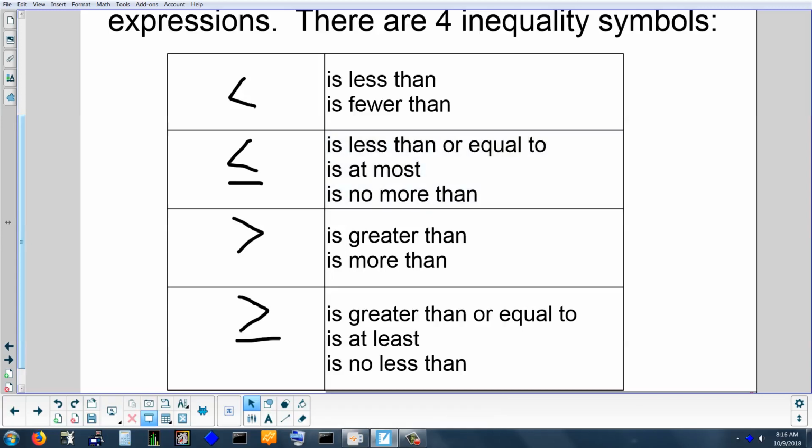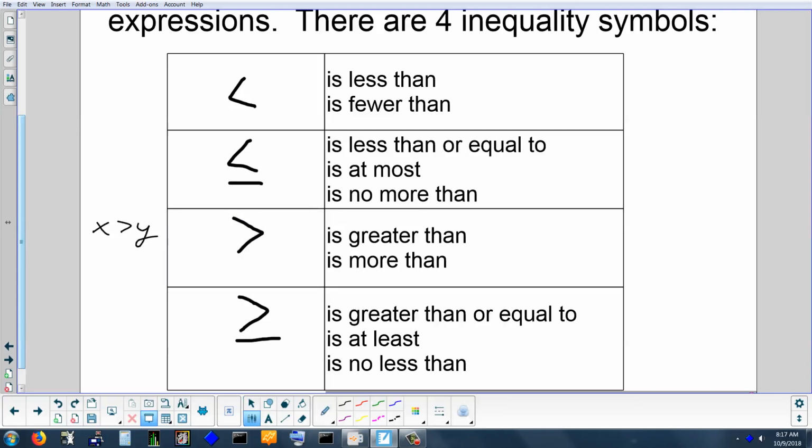If I said to you, I have at most $10 on me, it's exactly the same thing as saying I have no more than $10. I have at most $10 I could give you. That means I've got 10 or less. So the third symbol, that's our greater than. We could also say is more than. So if I said to you x is greater than y, you could write something like that. X is more than y means the same thing.